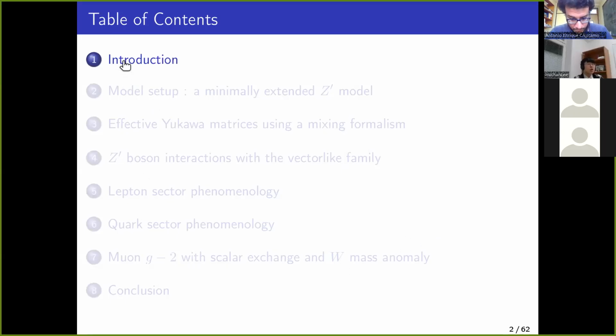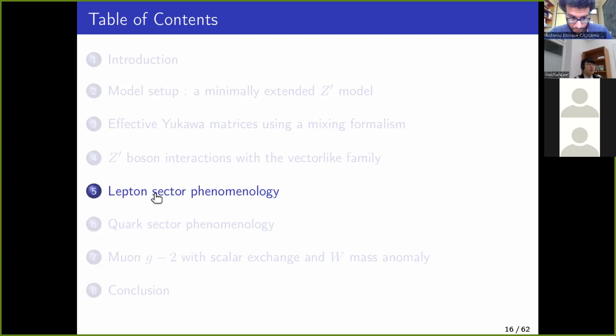First of all, I will talk about the introduction of this project. Second, I will talk about some model setup. As the title says, I will simply explain a minimally extended Z-prime model. Then I will talk about this effective Yukawa matrix, using a mixing formalism to diagonalize the fermion mass matrix. Then I will talk about the Z-prime boson interactions with the vectorlike family.